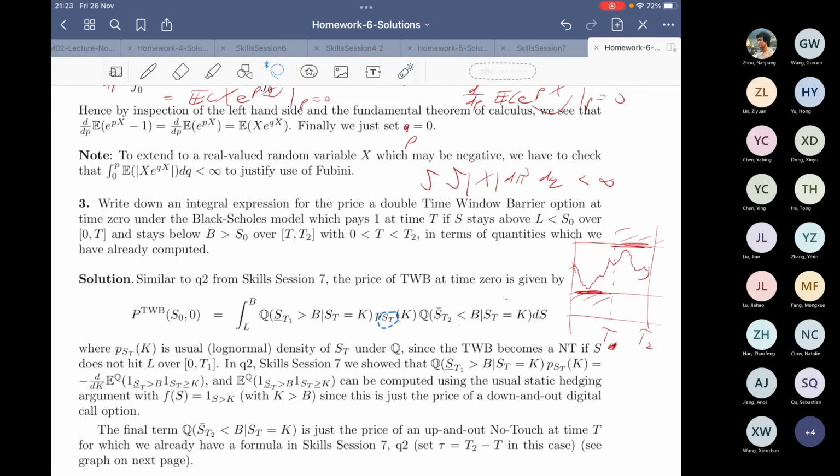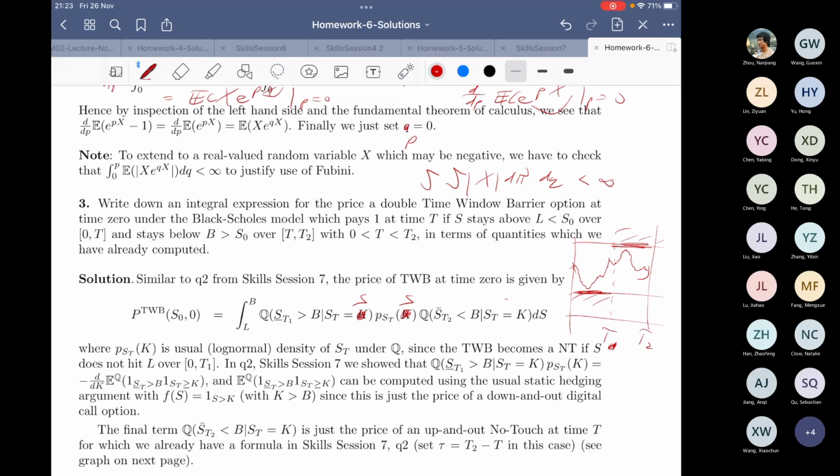Although there's no strike in this question, I need to make a choice about my dummy variable. I'm going to change one variable. It's probably easier to call that S. Because there's no strike in this question, it's probably silly to use K.